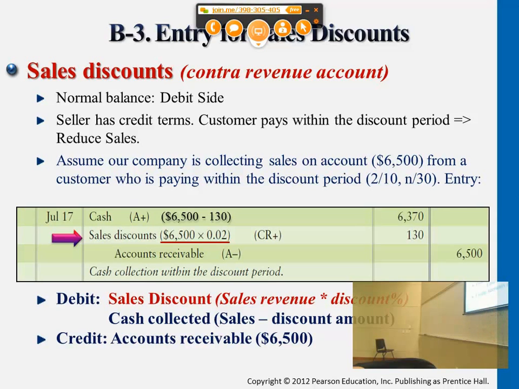Okay, but with this discount amount of $130, this will reduce the cash that you're collecting from the customer, because you're doing the customer a favor, encouraging them to pay back the money earlier. So the cash you're getting will not be $6,500, but reduced to $6,370. So it depends on credit terms. If it's 3/10, net 30 and you're getting 3% off, your company will be getting 97% of the original amount. But in this case, they're getting 98% of the $6,500.